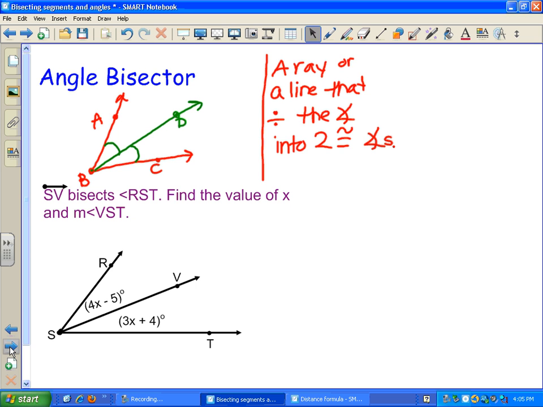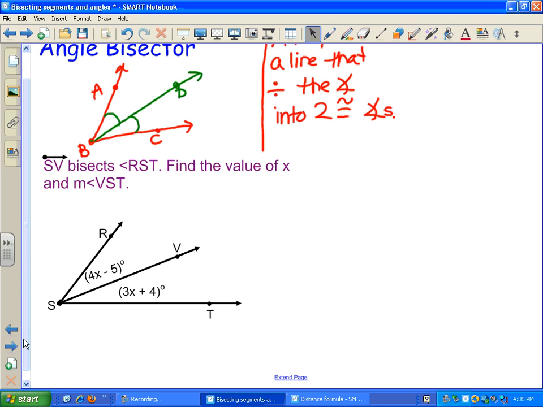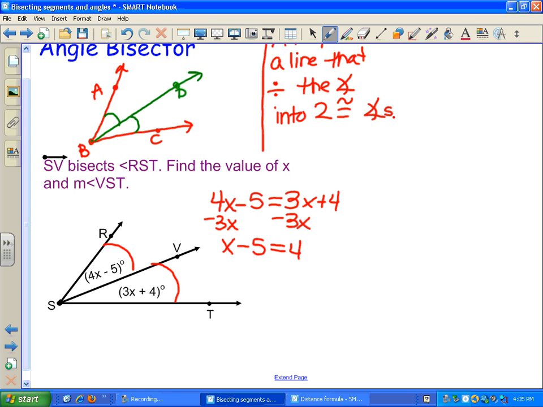Welcome back. Well, if SV is an angle bisector, then I know these two angles right here are congruent, which means 4x minus 5 has to equal 3x plus 4. So to solve for x, I'm going to subtract 3x from both sides. So x minus 5 is equal to 4. Add 5 to both sides, and I get an x value of 9. So that was part of my problem. I had to find what x was.